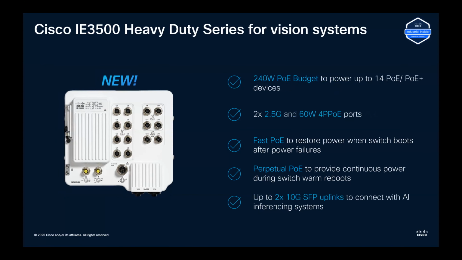Similarly, we have this heavy duty series for vision systems, and these heavy duty switches, like I mentioned earlier, are IP67. So you can see the difference. Instead of RJ45 jacks, they have these M12 jacks where you actually screw it on so that it's protected from water and so on. But we have some new innovations in our heavy duty switches. For example, this one has up to 60 watts of PoE for your vision system. It has 2 10 gigabit ports for high bandwidth connectivity to the AI system. Again, it has that fast and perpetual PoE for the reliable PoE that you need for those cameras.